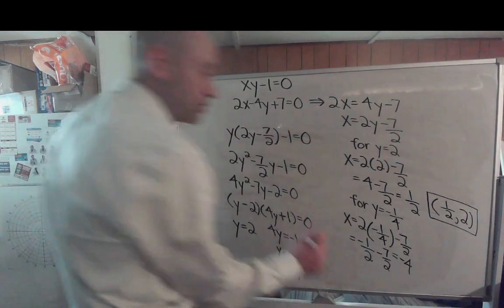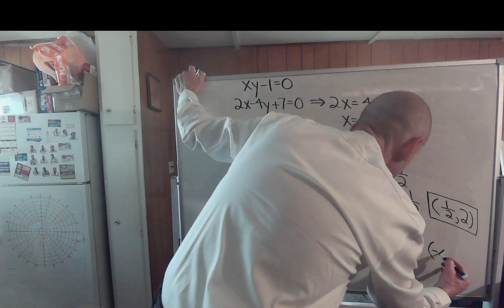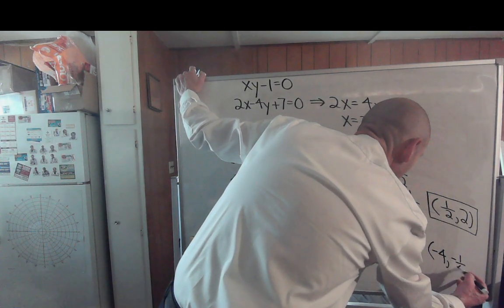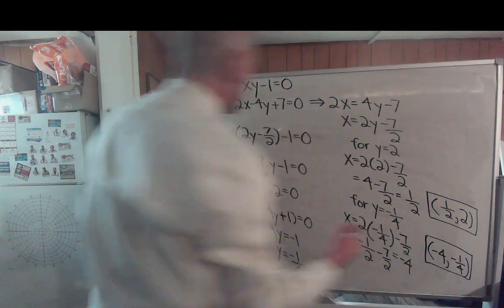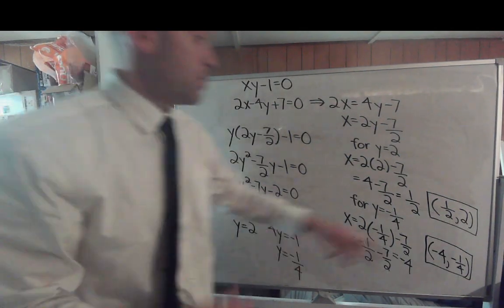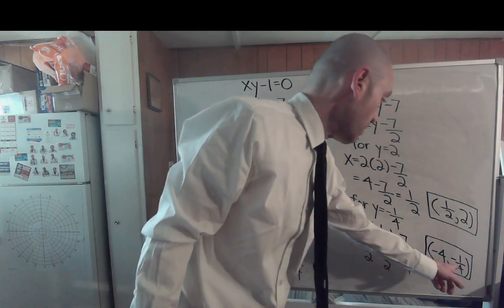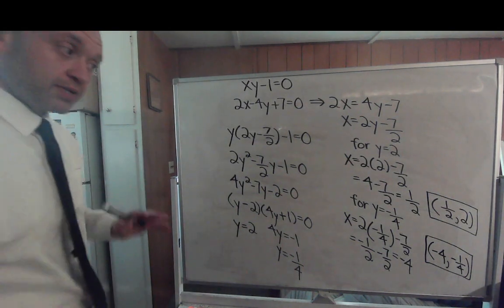So the second ordered pair you should get would be negative 4, negative 1/4. So these curves intersect at 2 points, at 1/2, 2, and negative 4, negative 1/4. And I got one more problem like this, then we're done with the lesson.